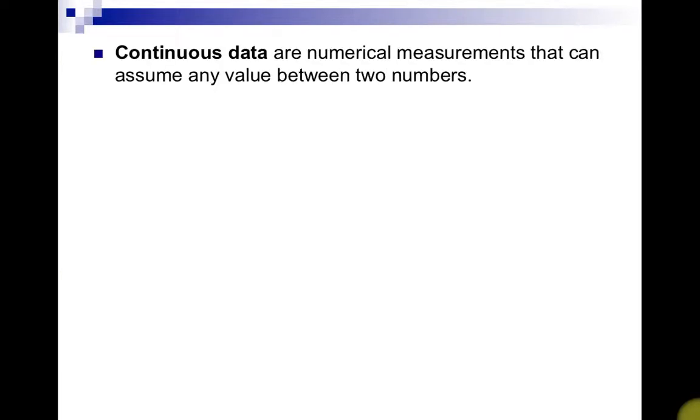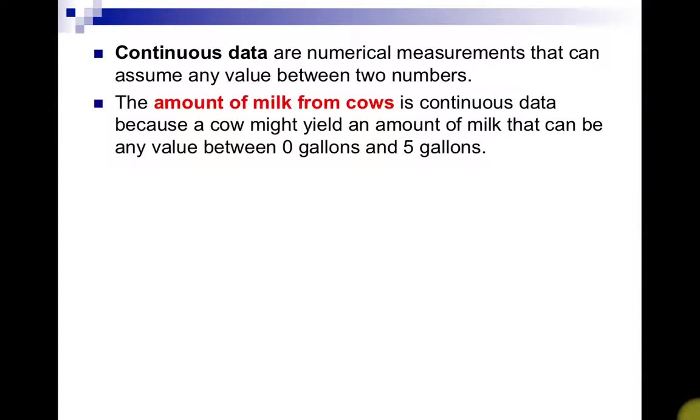On the other hand, continuous data are numerical measurements that can assume any value between two numbers. For example, the amount of milk from cows is considered to be continuous data because a cow might yield an amount of milk that can be any value between 0 gallons and 5 gallons. Let's say 5 gallons is the max.